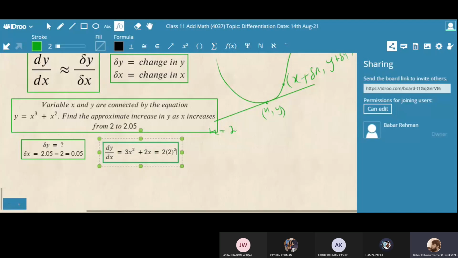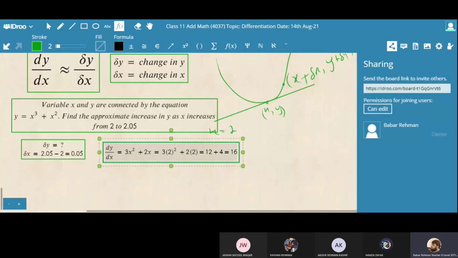So 3 times 2 power 2 plus 2 times 2. Now I substitute the value of x, that is 2, in 3x square plus 2x. So what is the change now? Both are 12, 12 plus 4. What is that? 12 plus 4, 16.